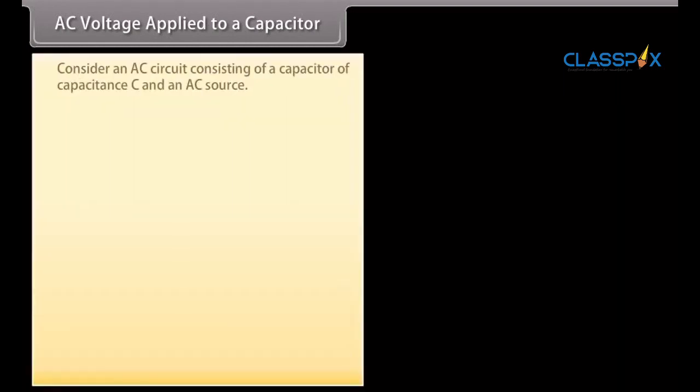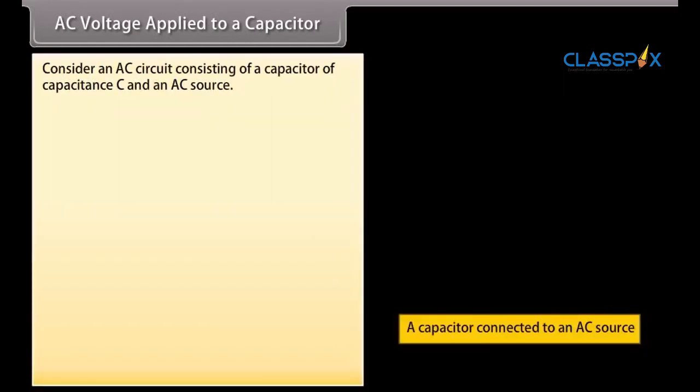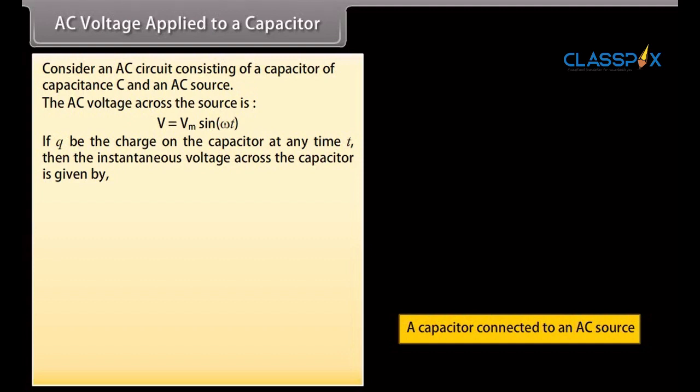AC voltage applied to a capacitor. Consider an AC circuit consisting of a capacitor of capacitance C and an AC source. The AC voltage across the source is V = Vm sin omega t. If Q be the charge on the capacitor at any time t, then the instantaneous voltage across the capacitor is given by Vc = Q/C.